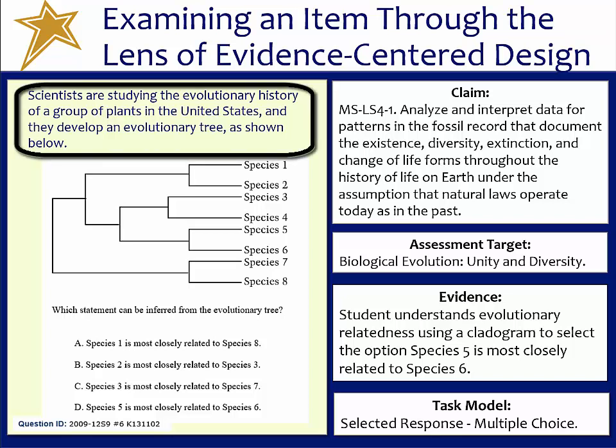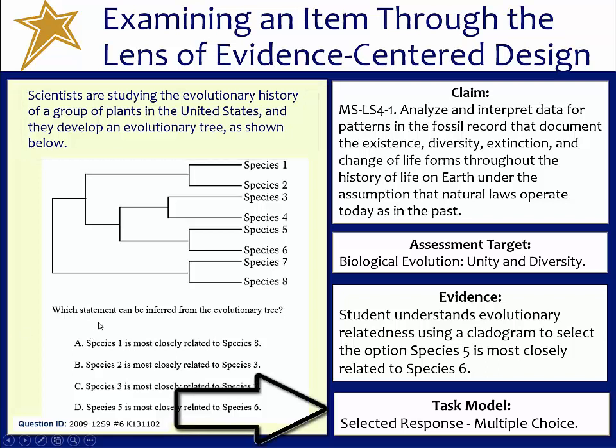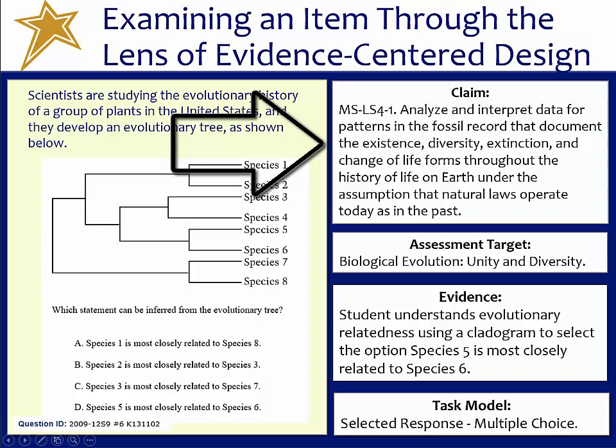Scientists are studying the evolutionary history of a group of plants in the United States, and they develop an evolutionary tree as shown below. The task model specifies that this should be a selected response multiple choice item format. And the evidence is intended to support a claim that a student can analyze and interpret data for patterns in the fossil record that document the existence, diversity, extinction, and change of life forms throughout the history of life on Earth, under the assumption that natural laws operate today as they did in the past.